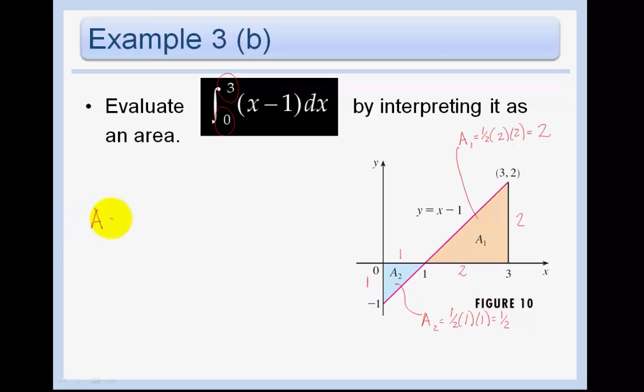And so the area is going to be what's above the x-axis minus what's underneath. Okay? And so the integral from 0 to 3 of x minus 1 dx is just going to be just that.